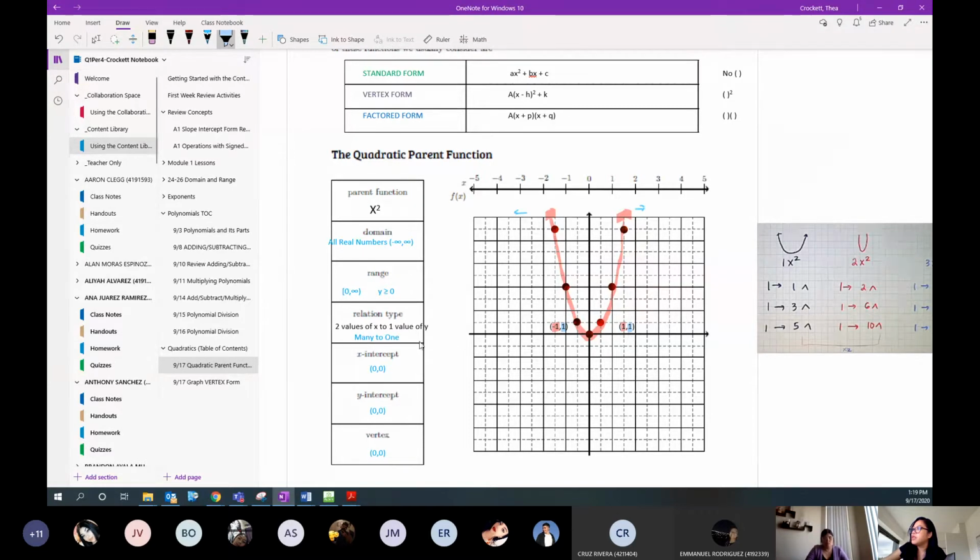So many to 1. And then the x-intercept is where it crosses the x-axis. It crosses in the middle, in the origin, so it's 0, 0 if we're looking at the x-axis. And then if we're looking at the y-axis for the y-intercept, it's also in the middle at 0, 0. Okay, so our y-intercept and x-intercept are at the same point as the vertex. It's also in the middle. The vertex is the lowest point of the parabola.